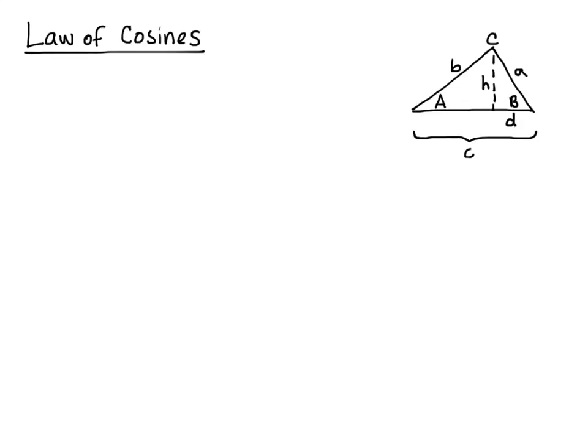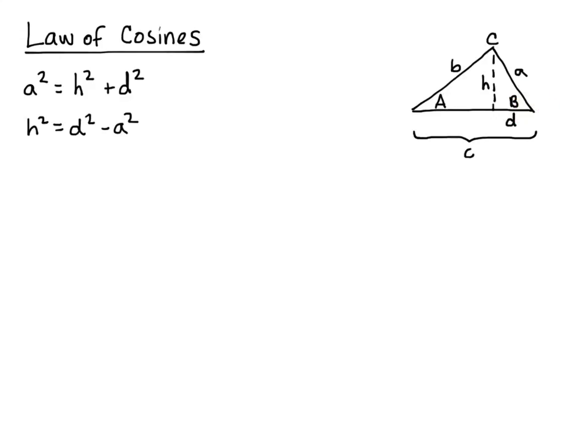So I'm going to drop that same height down here, but then on this side C, I'm going to label from angle B to where H hits side C. I'm going to call that D, okay? Now I'm going to do a whole lot of algebra. Because H is perpendicular to side C, I can say D squared plus H squared equals A squared, okay?